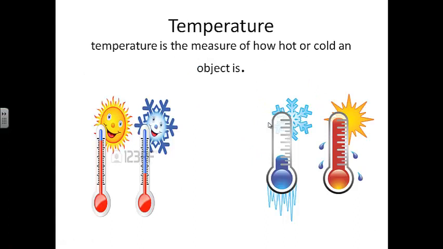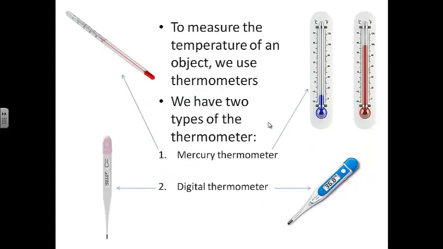Temperature is the measure of how hot or cold an object is. But how do we measure this temperature? We measure the temperature of an object by using thermometers. We have two types of thermometer. Digital thermometer, like the one we use at home, which gives us a number, or mercury thermometer, like the one we use in the science laboratory.